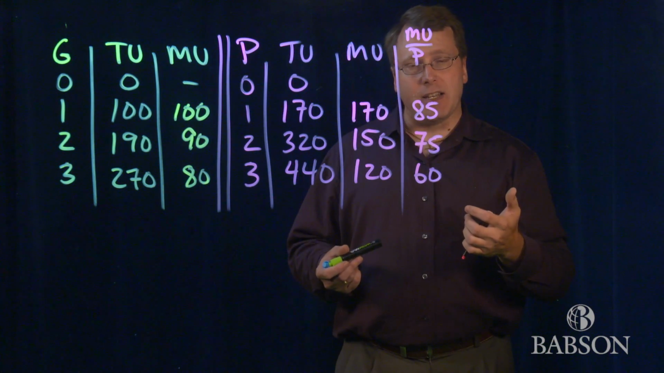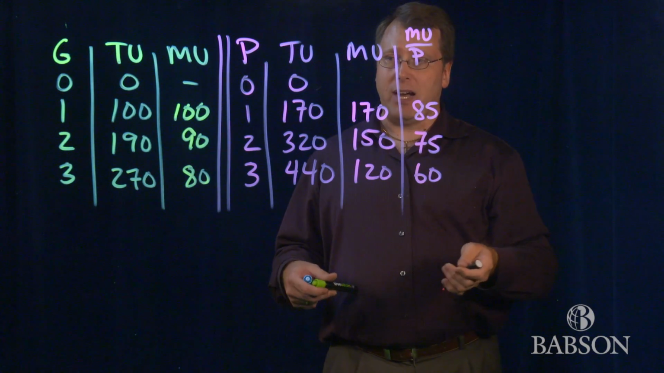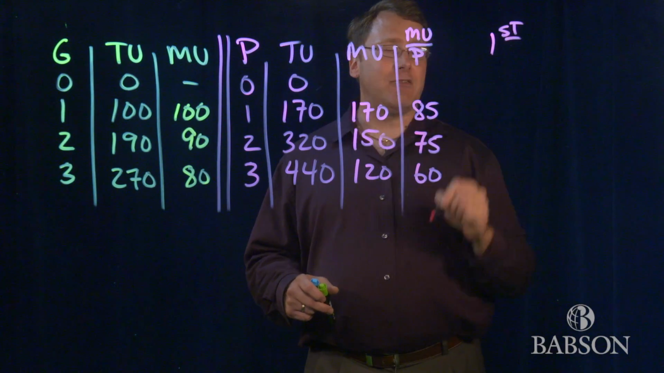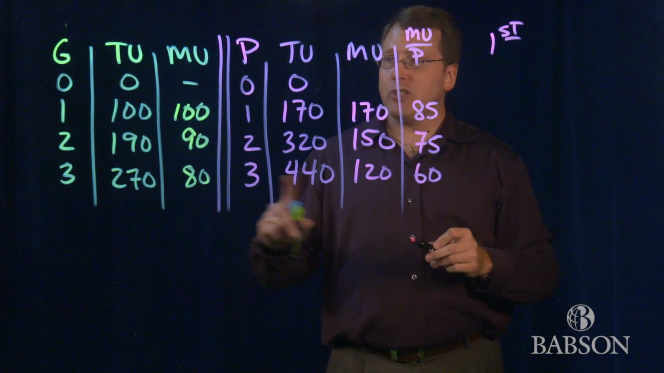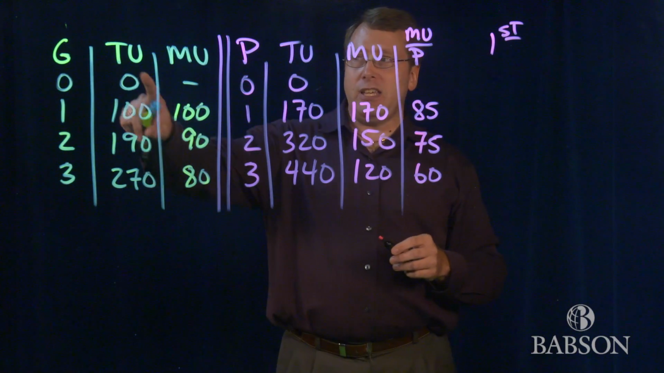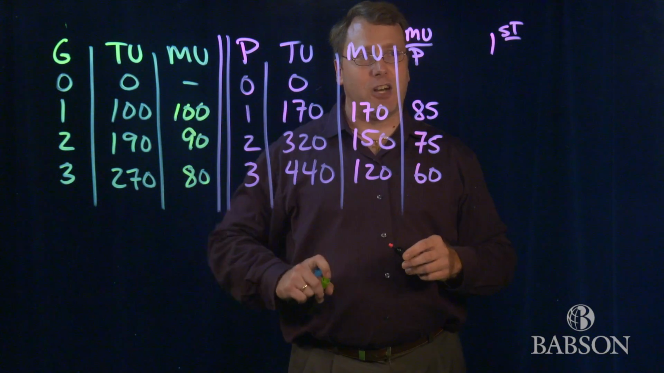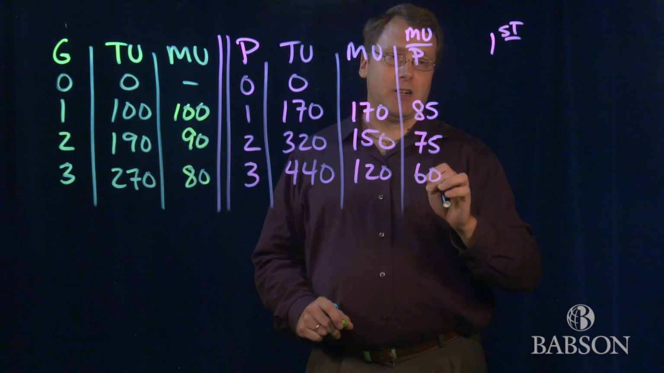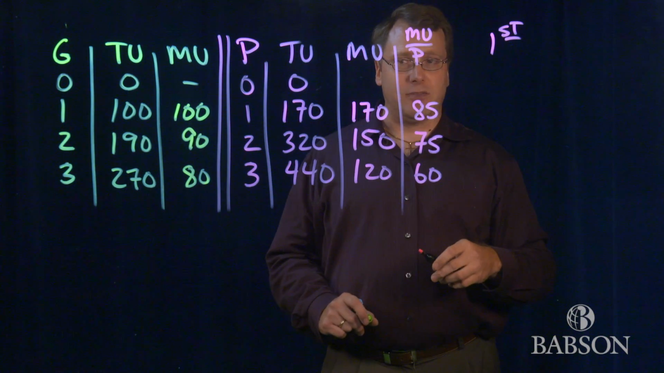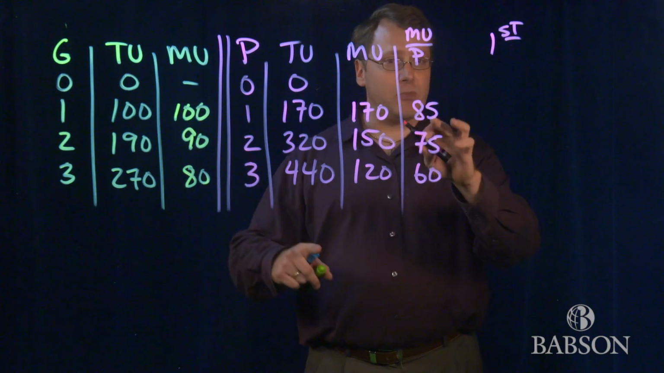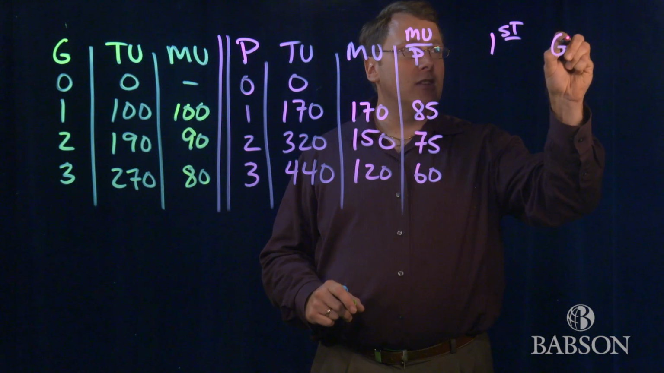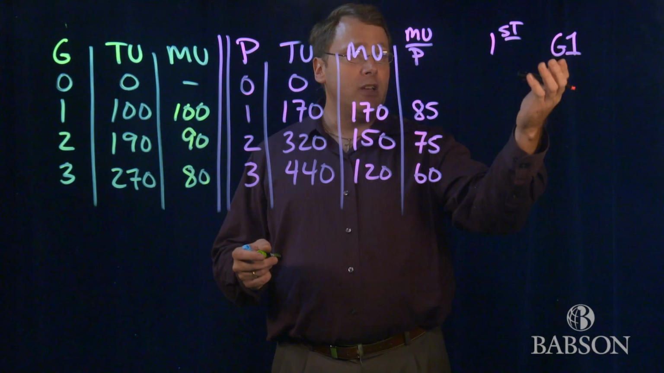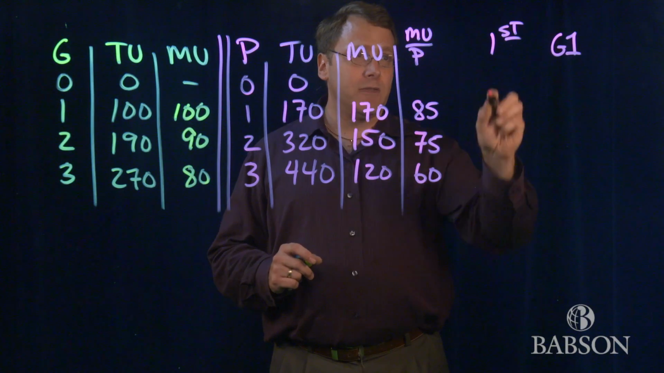The big question then is, how do we decide what to buy? Well, the easiest way is to just say, what's that benefit I get from the first $1? Where should I spend it? Well, I can spend it over here under granola, and for that first $1, I get 100 units of utility. Or I can spend it over here under a Pop-Tart, and I can get 85 units of utility. Well, 100's bigger than 85, so let's buy the first unit of granola. I'm just going to label that G1 so that we know our first $1 is spent on granola.